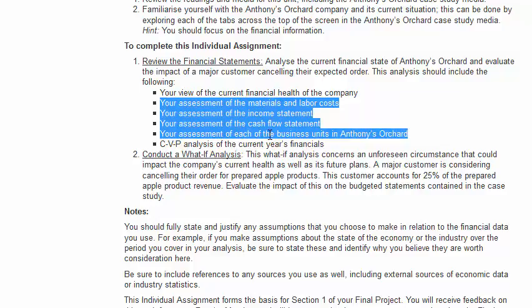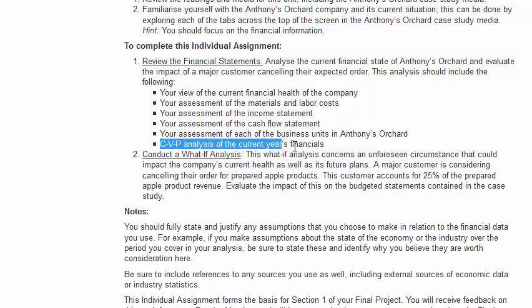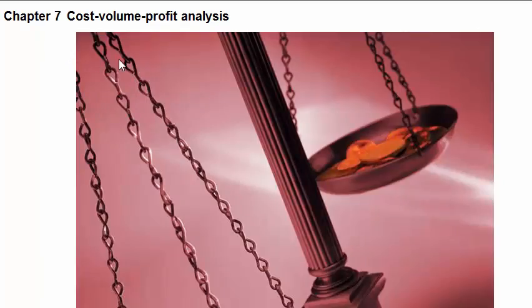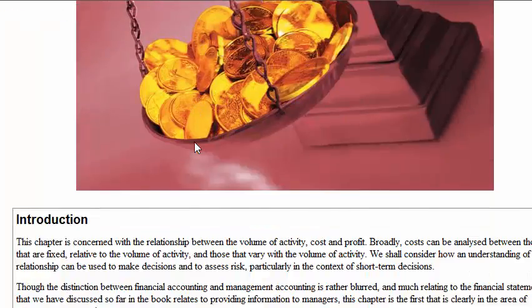And also, there are 3 business units of Anthony's Orchard. So you have to compare the performance of the 3 business units over time. That means what is the performance this year compared to last year. Another thing you have to do is cost volume profit analysis of the current year's financials. If you are not familiar with cost volume profit analysis yet, then I suggest you go back to Unit 1 and read chapter 7 of our textbook. That is necessary for understanding cost volume profit analysis.